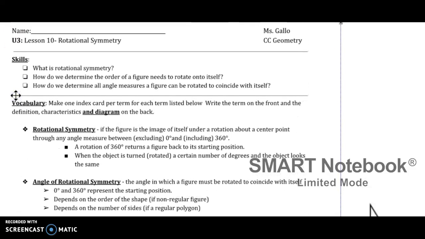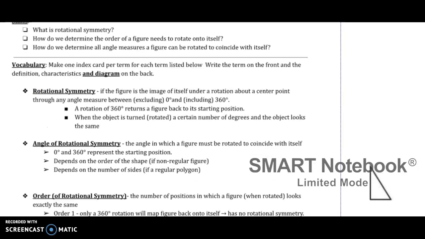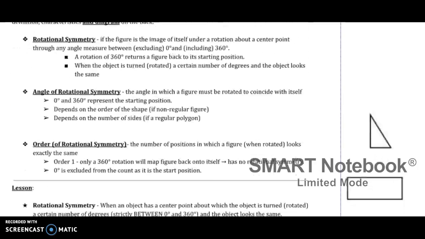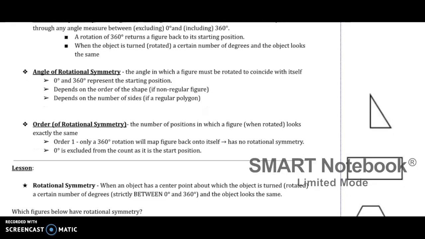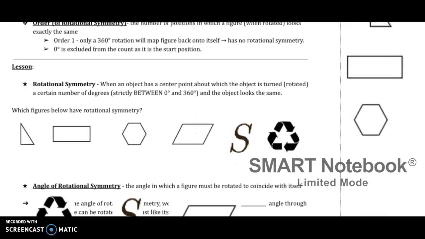Unit 3, Lesson 10. In this lesson, we'll determine what rotational symmetry is, how we determine the order of a figure, and how we determine all angle measures that a figure can be rotated by to coincide or map to itself. I'm not going to go over the vocabulary terms specifically, because I'll go through them in the lesson, and they'll make more sense within the context of the lesson.